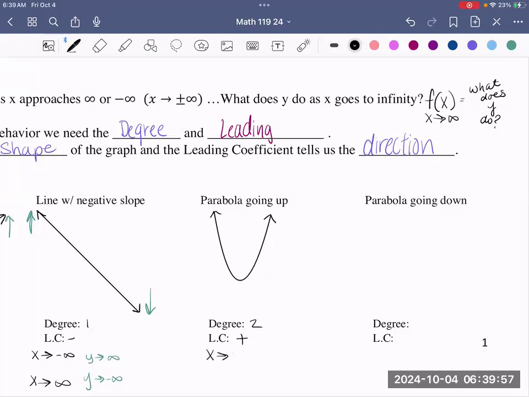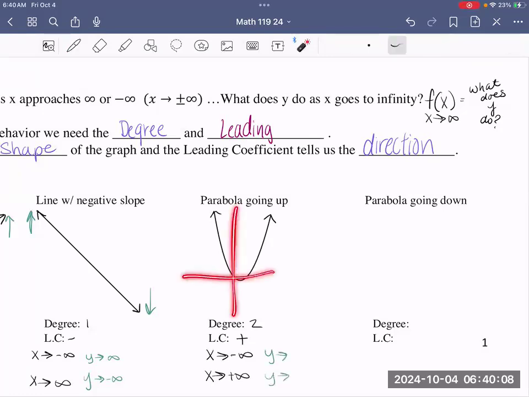So let's evaluate as x goes to negative infinity and x goes to positive infinity. What are your y values doing? Well, towards negative infinity, the left-hand side of my graph is going to go up. And towards positive infinity, the right-hand side of my graph is also going up. Both of these ups suggest that your y value goes to positive infinity. Now let's see if you can pause the video and try where the parabola is going down.